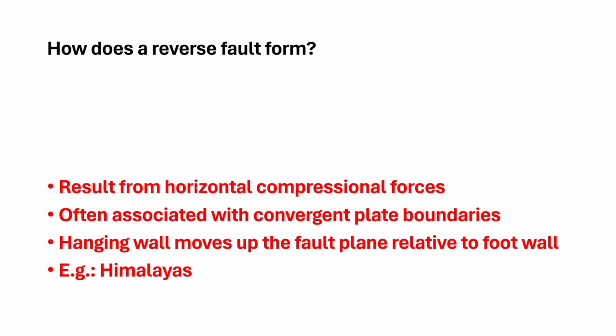This is often associated with convergent plate boundaries, if you remember, where two plates are coming towards each other. They can subduct and they can collide. When they collide, as in the case of the Himalayas, we see a lot of reverse faults have formed in the Himalayan mountain chain. So the hanging wall moves up the fault plane relative to the foot wall because of these horizontal compressional forces. I hope that idea is clear to you. You don't have to go into much detail, but this is the basic understanding. That's it.